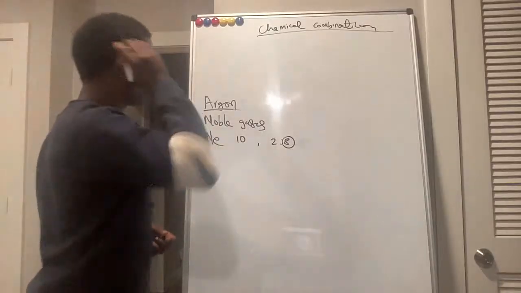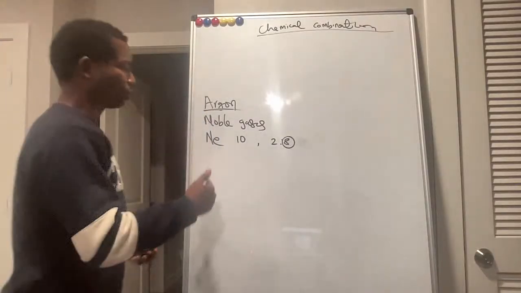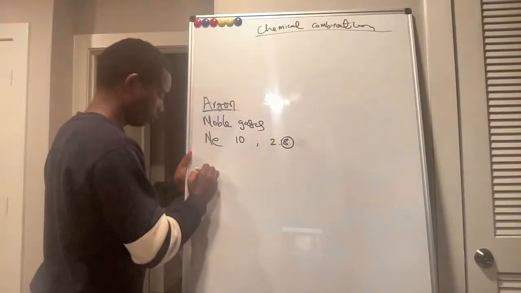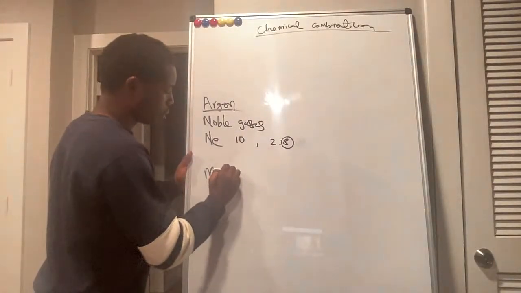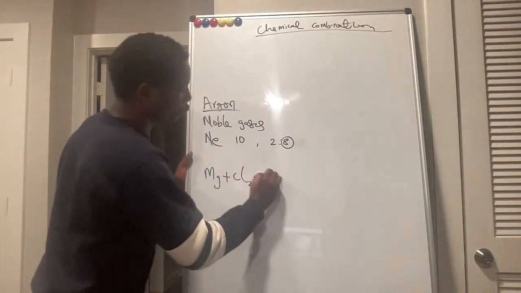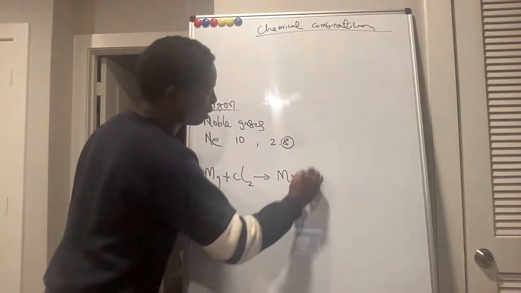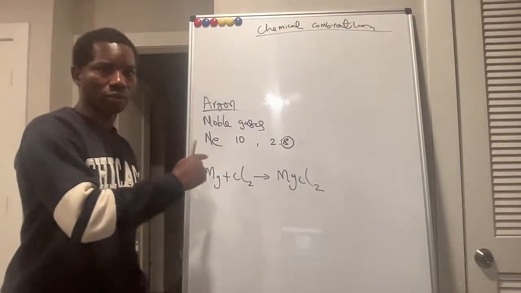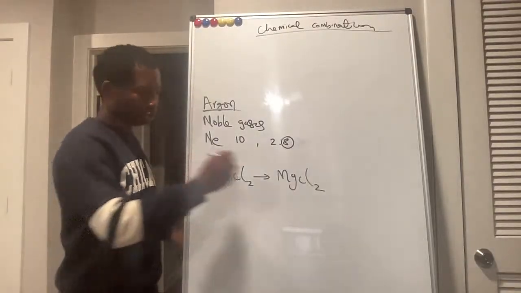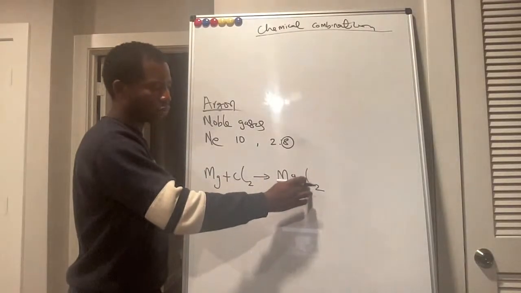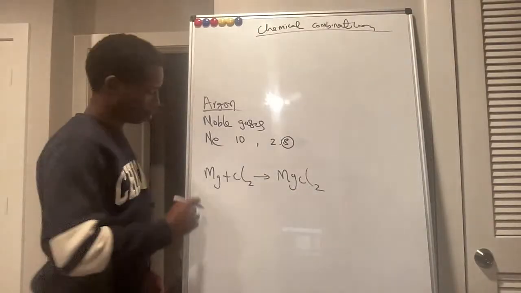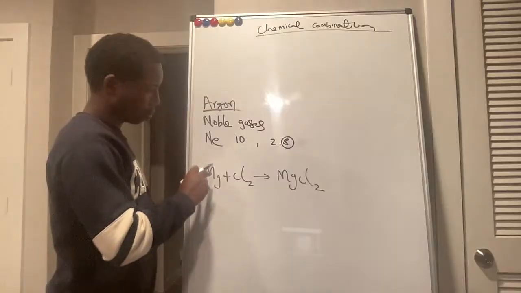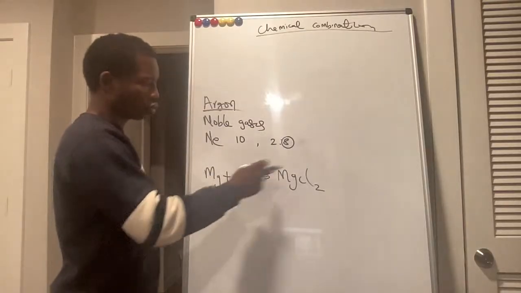So now, let's proceed. When magnesium reacts with chlorine, it's going to give us magnesium chloride, which is the product. Now, let's balance the reaction before any other thing. Magnesium is 1, chlorine is 2.